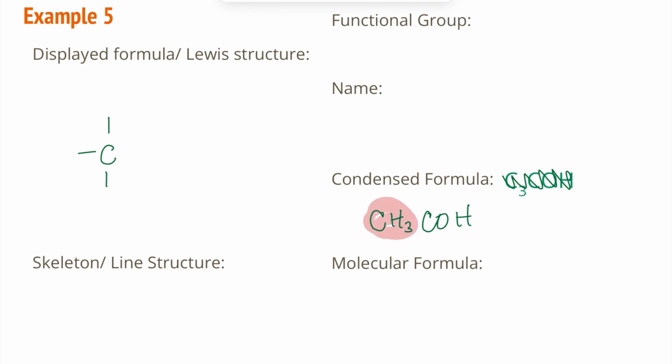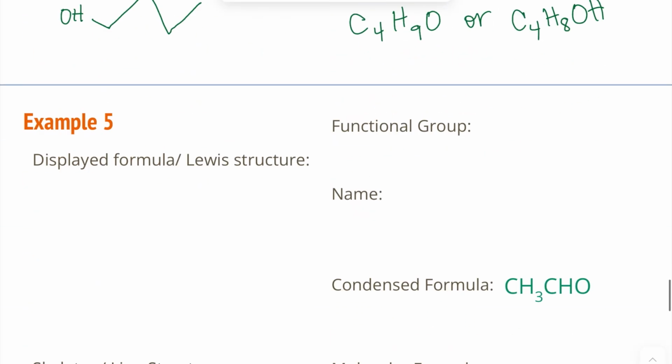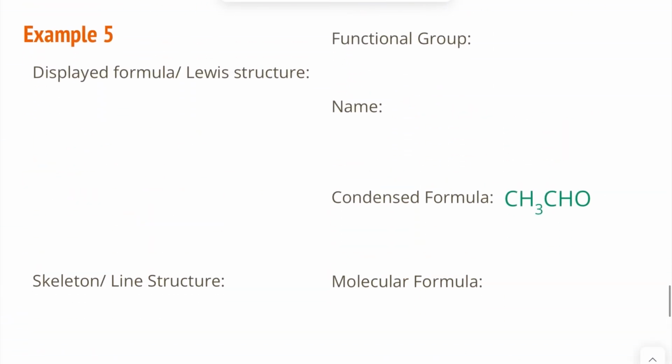So that's this first part right here. And then I'm going to have my next carbon attached, and that carbon is going to have an oxygen and a hydrogen with that. All right, looking at this one, we have our condensed formula. Let's take this and draw out our displayed formula or our Lewis structure.